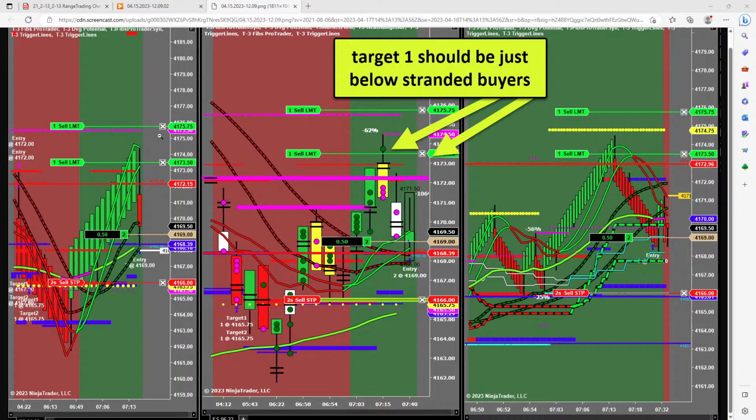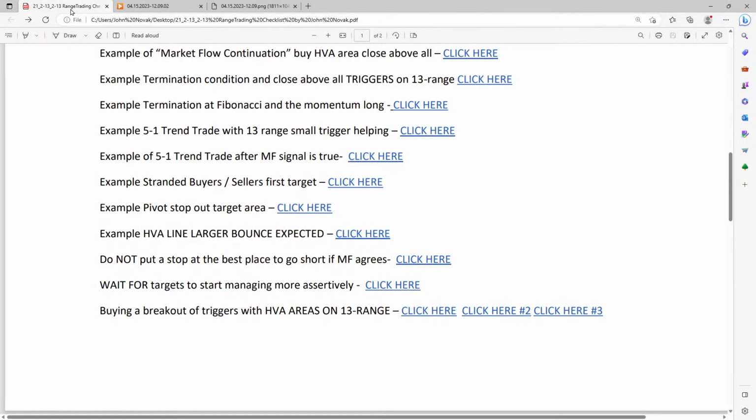The other thing is, look, prior high volume lines, stranded buyers or sellers, or pivot stop outs at the edge, those are your target areas to watch out for. Prior stranded buyers or sellers makes the best first profit target you can come up with using market flow. Go study it and tell me what you think. But if you are short or long and you run into a prior stranded buyer or seller, depending on which way you're going, it is a heck of a profit target.